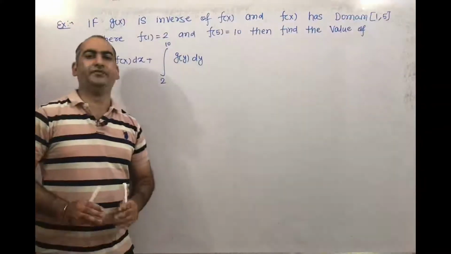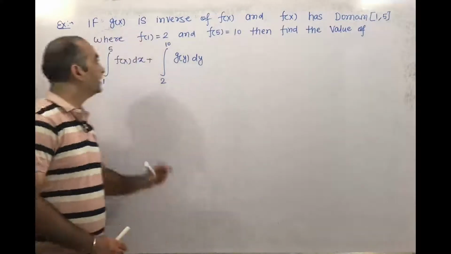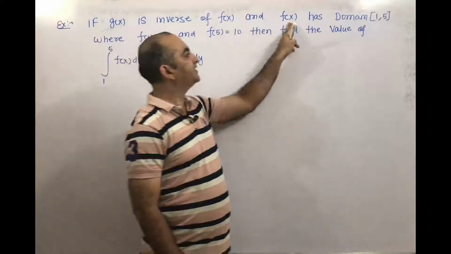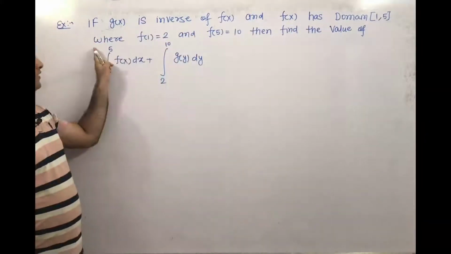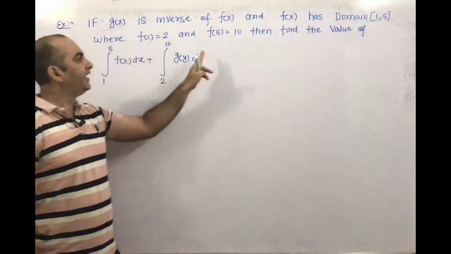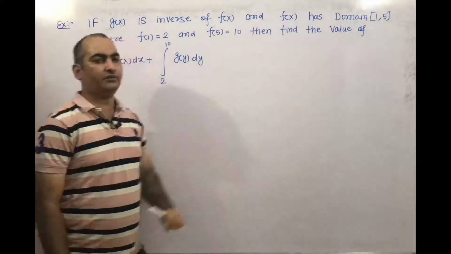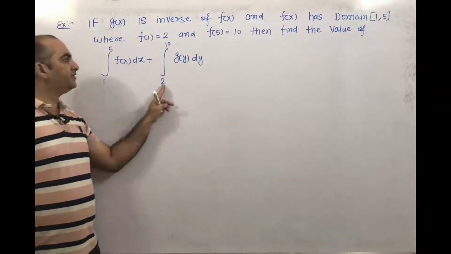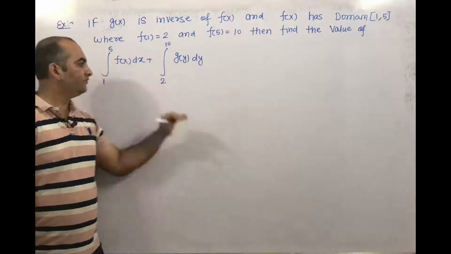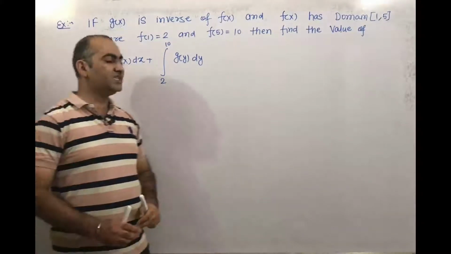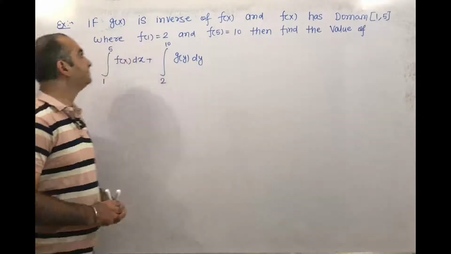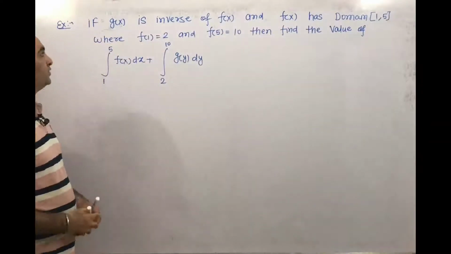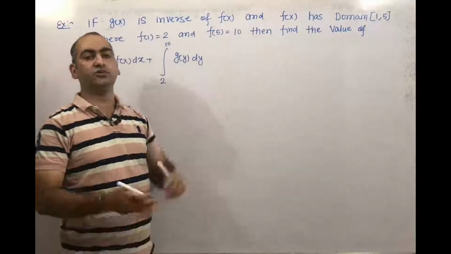Next we are discussing a very important problem. That is, if g(x) is the inverse of f(x), and f(x) has domain 1 to 5, where f(1) equals 2 and f(5) equals 10, then find the value of integration 1 to 5 f(x) dx plus integration 2 to 10 g(y) dy. So this one value we have to find out. So in this problem the important point is that g(x) is the inverse of f(x). Whenever g(x) is the inverse of f(x), how to solve?